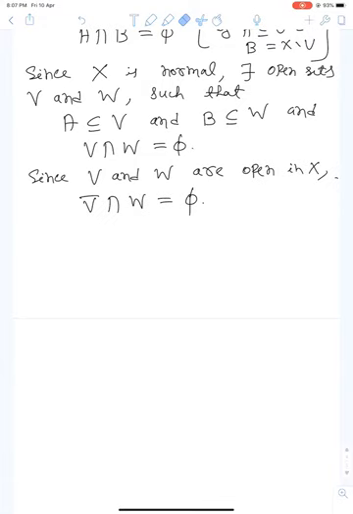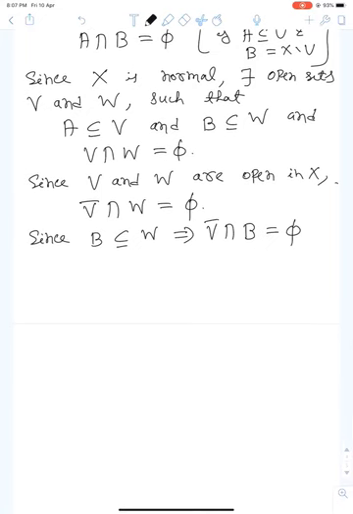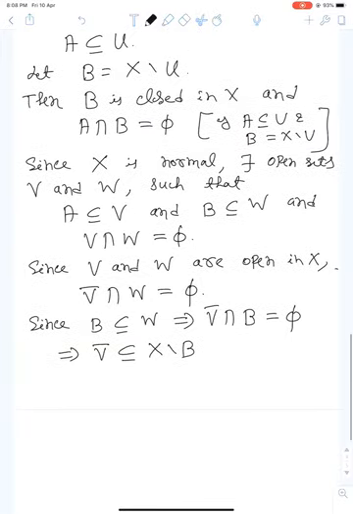Now since B is a subset of W, that implies V closure intersection B is also empty, right? Okay, now this implies V closure is a subset of X minus B, that is B complement. Now what is X minus B? See, B is my X minus U. So what is X minus B? That is U.